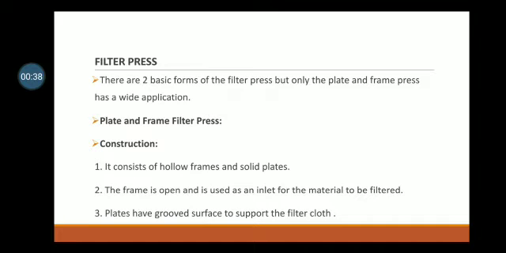First one, filter press. There are two basic forms of the filter press, but only the plate and frame press has a wide application. Plate and frame filter press construction. It consists of hollow frames and solid plates. The frame is open and is used as an inlet for the material to be filtered. Plates have grooved surface to support the filter cloth.